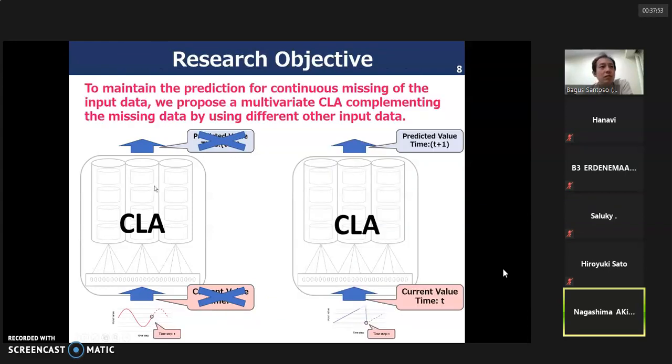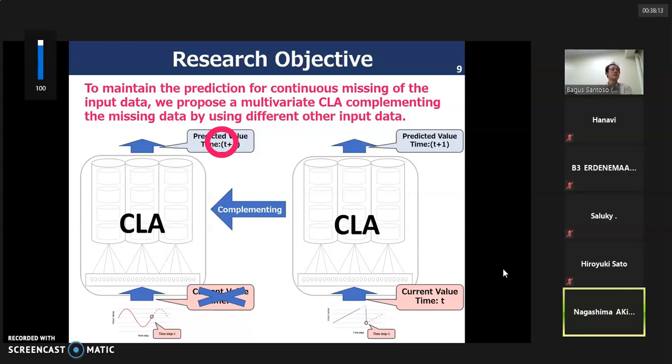In this work, we propose a multivariate CLA complementing the missing input data by using different other input data. In multivariate CLA, when one time series data is missing and cannot be predicted, it complements the information from other time series data to enable prediction.